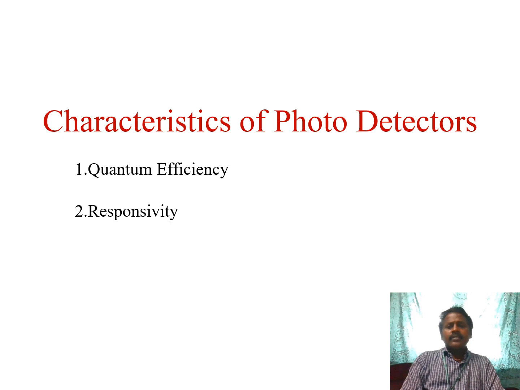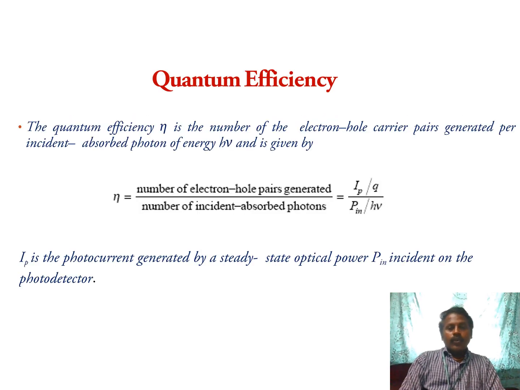Then what are the characteristics of a photodetector? One is quantum efficiency and another one is responsivity. The quantum efficiency is the ratio of the number of electron hole pairs generated to the number of incident absorbed photons. So based on the incident absorbed photons, how many electron hole pairs are generated, that is called quantum efficiency. It is given by (Ip by q) divided by (P in by h nu).